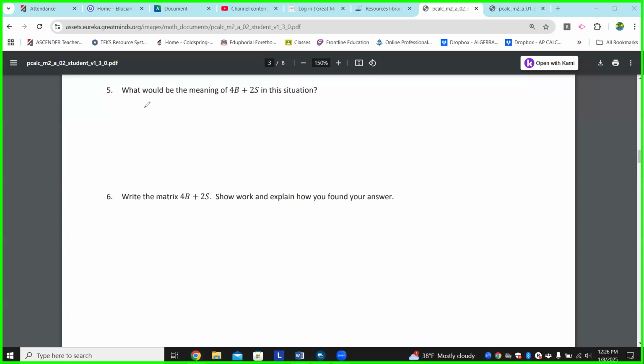So quadruple the bus routes and double the subway routes, then add the routes together.